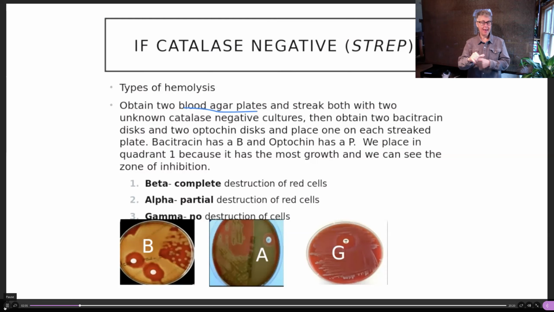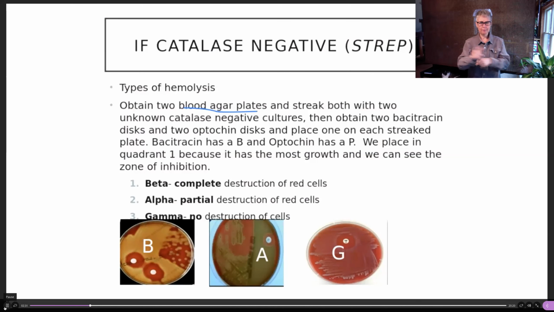So we would do an isolation streak. And if you remember in our isolation streak, our quadrant 1 has the most growth. And then as we go to quadrant 4, we're going to have less and less and less. One of the things that we want to do to help to differentiate between each of these strep species is to add an antibiotic disc.